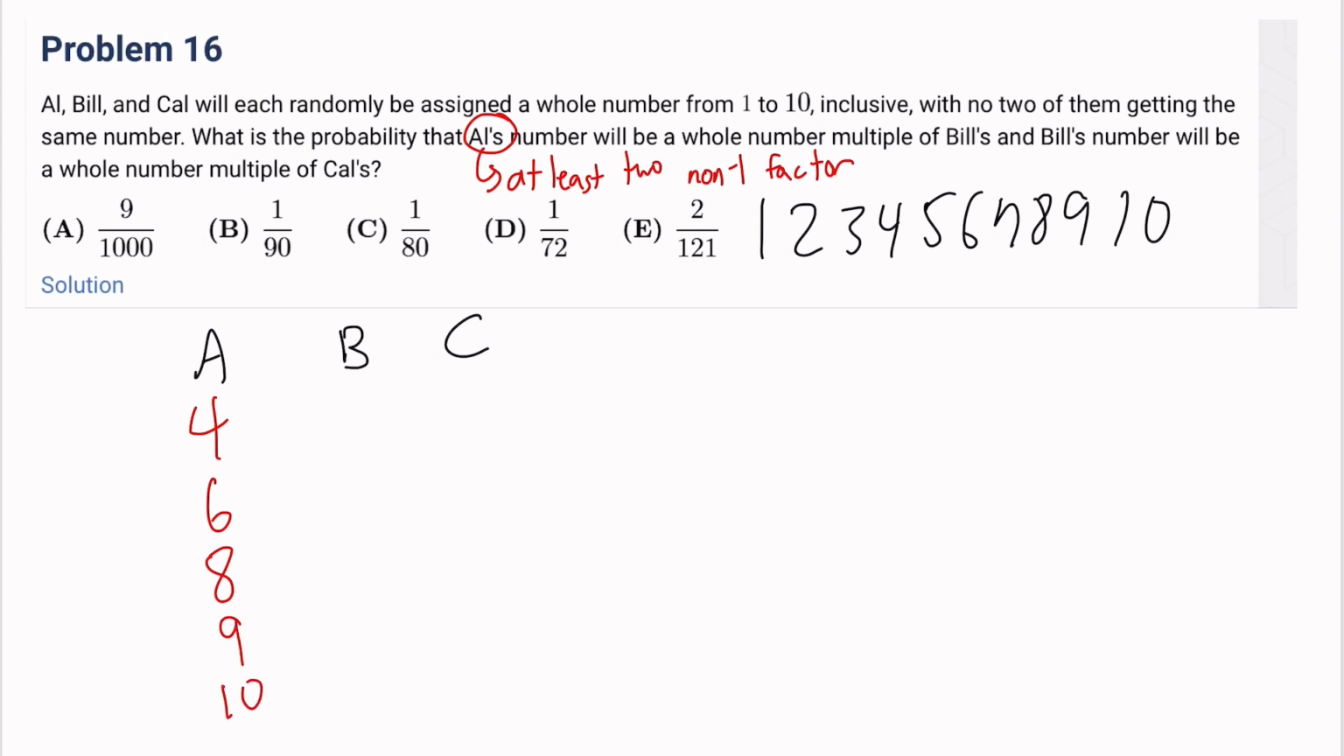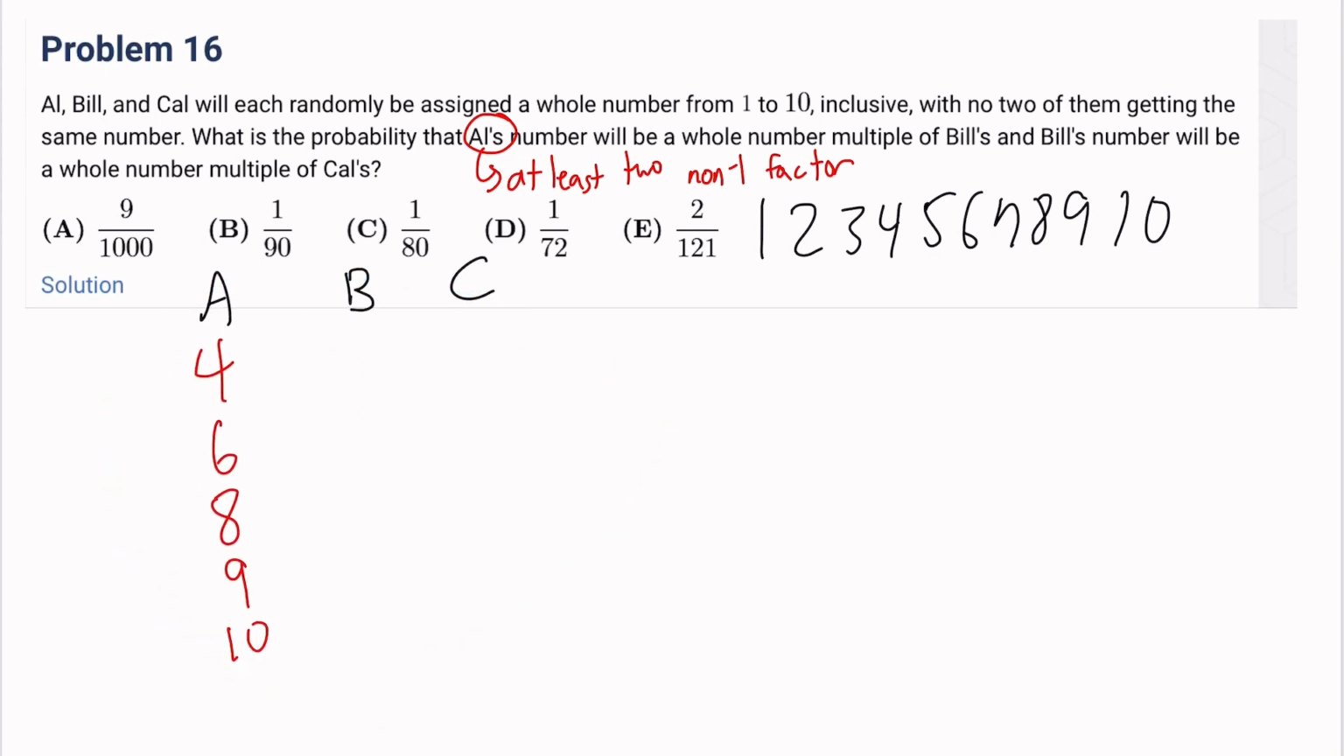And so if Al's number is 4, then Bill's number can be 2, and so Cal's number will be 1. Bill's number can't be 4 because they can't have the same number, and Bill's number can't be 1 because then Cal would have to be 1 and they can't have the same number, right? And also by the same reasoning, if Al's number is 6, then Bill's number can either be 2 or 3, and in both cases Cal's number will have to be 1.